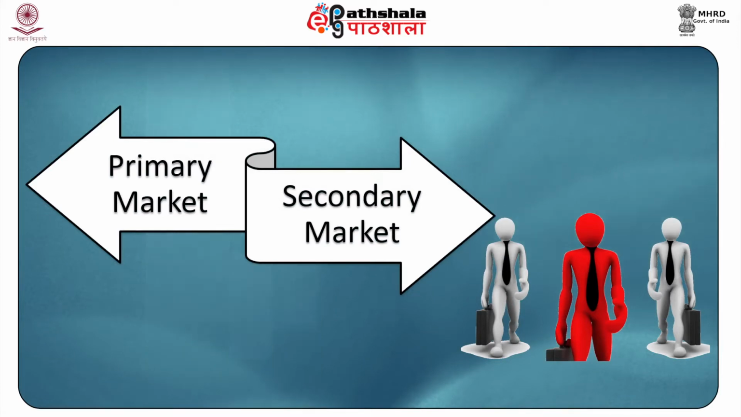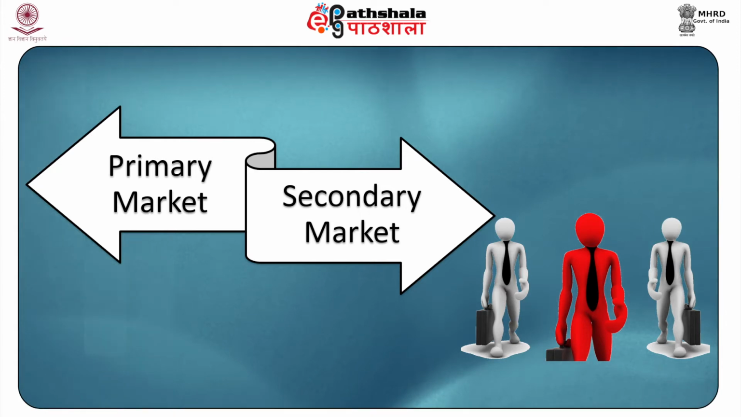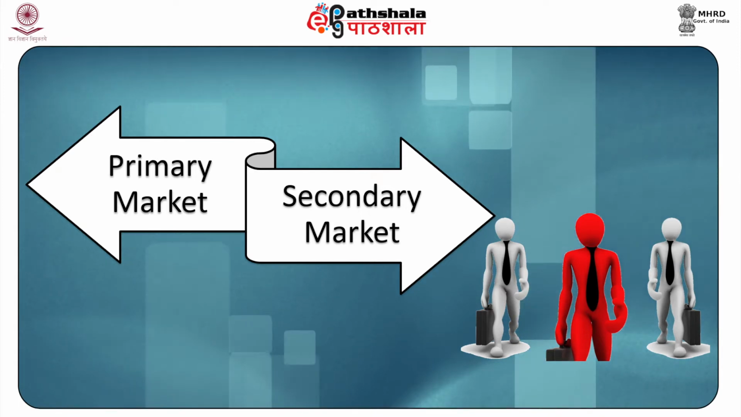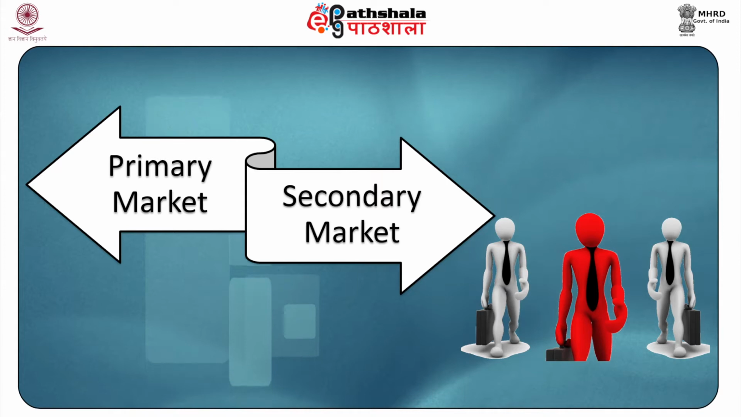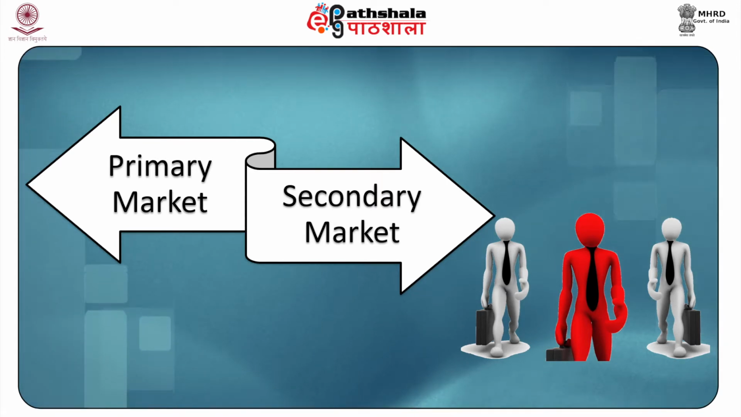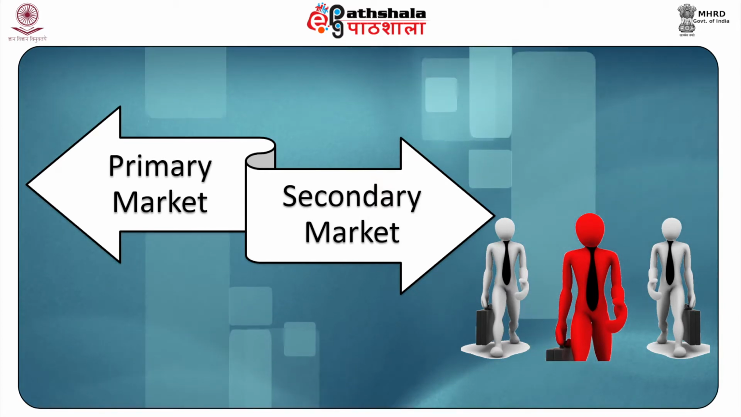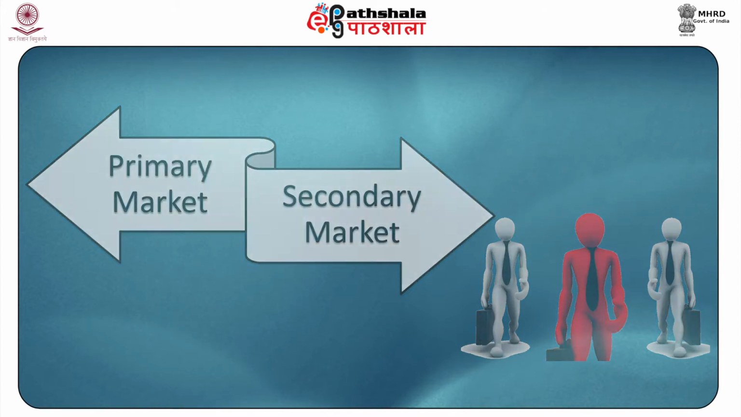The one is primary market. This market provides a platform for the issue and sale of new securities. That is why it is often referred to as the new issues market. The second one is secondary market. The secondary or stock market provides a platform for the trade of previously issued securities like stock, bonds, options and futures. Hence, it provides liquidity and marketability to the securities.